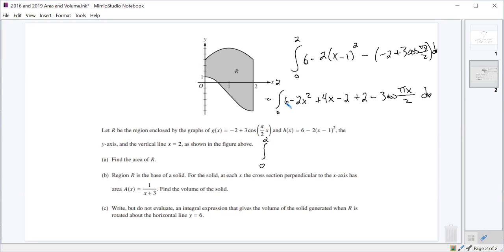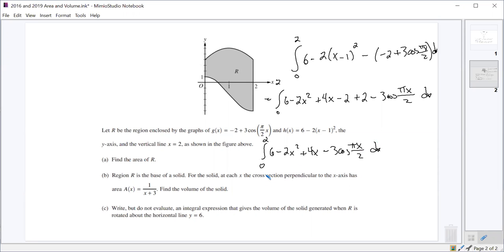which finally gives us an integral from 0 to 2. We got 6. We got minus 2, and we got plus 2, so that's just going to leave us with 6. We got a minus 2x squared. We got a plus 4x. And we got a minus 3 cosine(pi x over 2) dx. Everybody good with that? Yep. Okay.